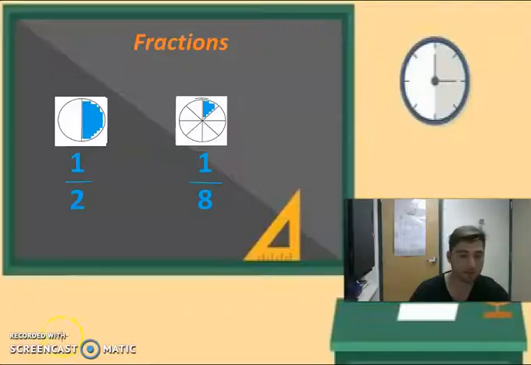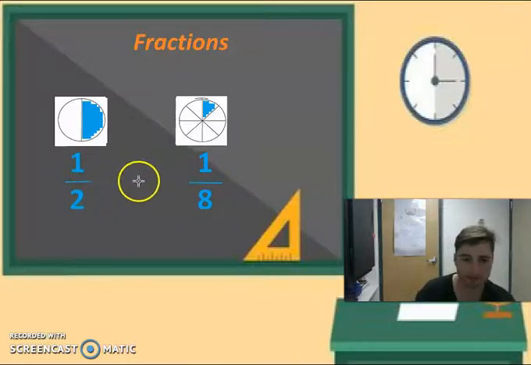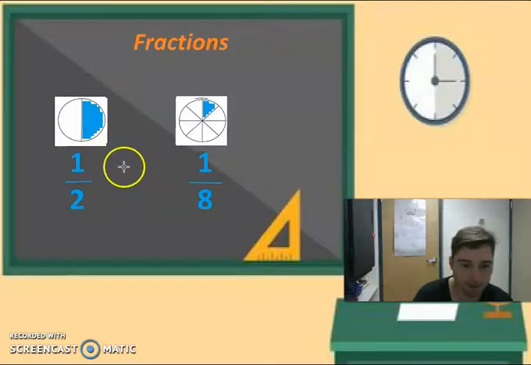So let's say we're comparing fractions and they have the same numerator. Remember, numerator is the top number. They have the same numerator, they're both 1. Which one is going to be bigger when comparing these two fractions? A trick is, if they have the same numerator, a 1 and a 1, the one with the smaller denominator is going to be the bigger fraction.